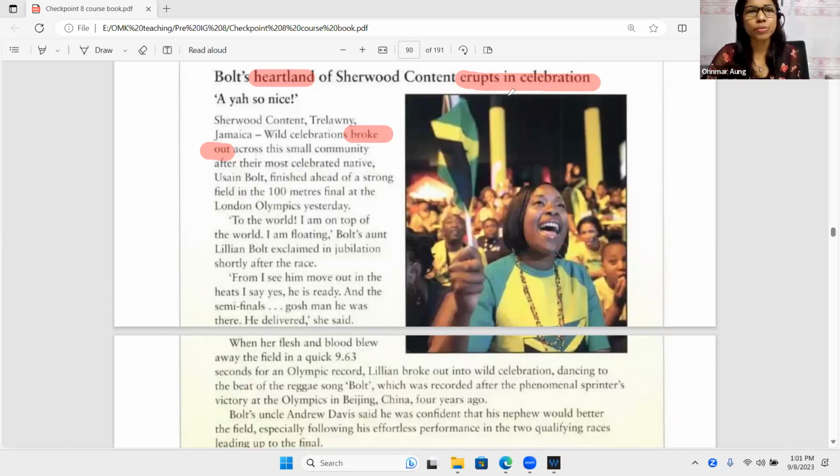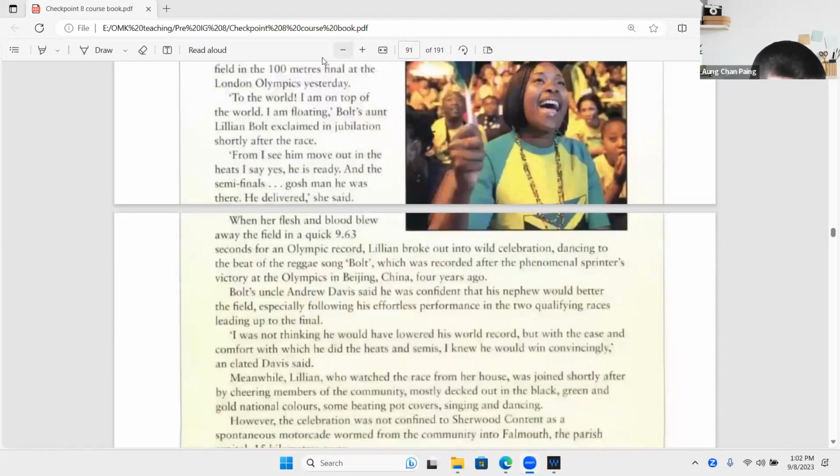That's one. Why don't you read? I'll just read. On top of the world, I'm floating, Bolt's aunt Lillian Bolt exclaimed in jubilation shortly after the race. From I see him move out in the heat, I say yes, he is ready. And in the semi-finals, gosh man, he was there. He delivered, she said. So here you could see this is his aunt's claim.